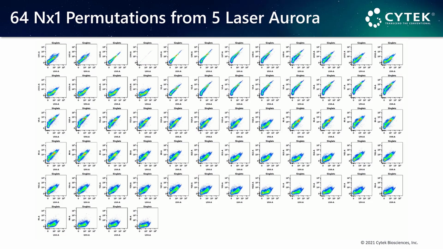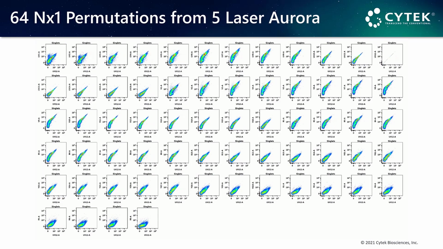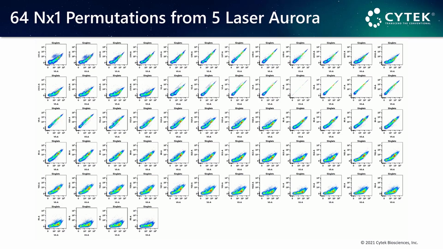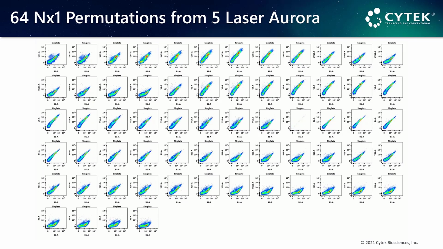Therefore, our first plot starts with ultraviolet 1 versus ultraviolet 1. The second plot is ultraviolet 1 versus ultraviolet 2. The third plot is ultraviolet 1 versus ultraviolet 3, and so on until we reach the last plot, which is ultraviolet 1 versus red 8.